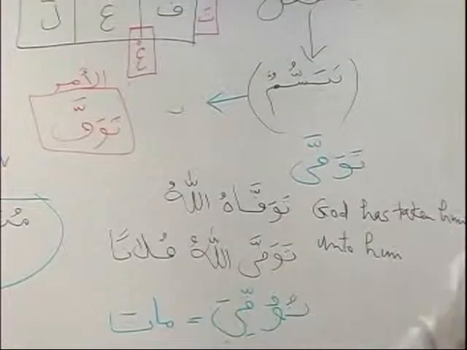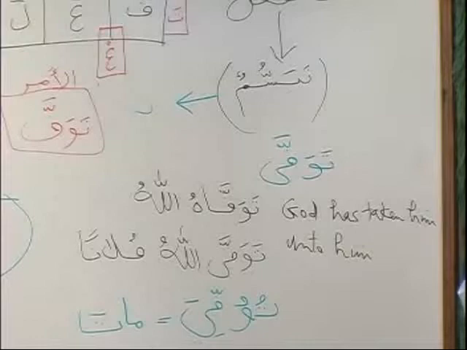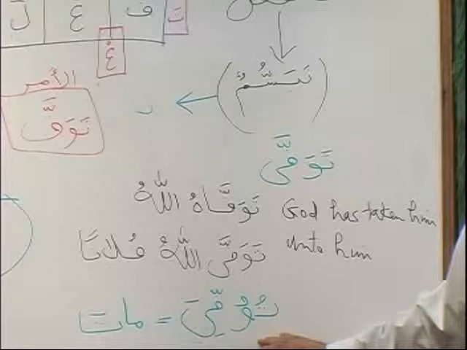What is the meaning of mata? He died. Tuwuffiya, he died. But when you say tawaffa, then Allah took him unto him, means Allah made him die. Tuwuffiya, he died. So this is something we have to understand. Is it clear, brothers and sisters? So when you say tawaffa, it means Allah is the one who gave that person death. Okay. Tuwuffiya, he died. He was made to die.